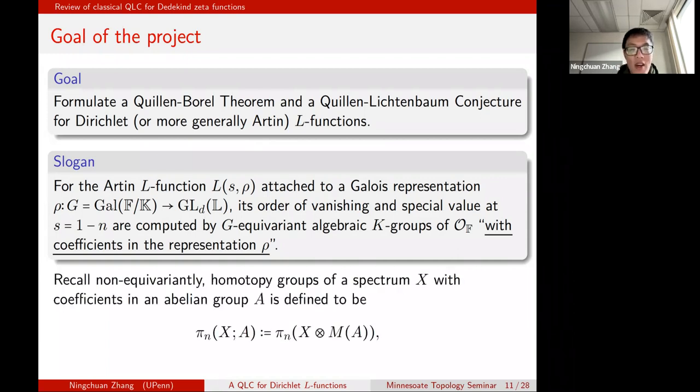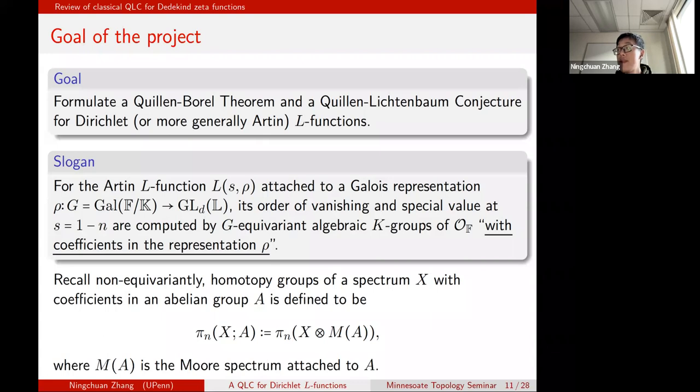So let's recall, non-equivariantly, homotopy groups of a spectrum X with coefficients in an abelian group A is defined to be the homotopy groups of X smashed with the Moore spectrum attached to A. I guess people are more familiar with, say, homology groups with coefficients in an abelian group. There's a parallel notion of homotopy groups with coefficients in an abelian group, and in this case, we tensor the spectrum by this Moore spectrum. And just like homology groups with coefficients, there's also a universal coefficient theorem for homotopy groups with coefficients.